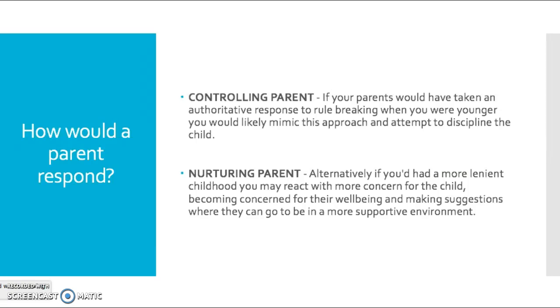So the controlling parent is, if your parents would have taken an authoritative response to rule breaking when you were younger, you'd be likely to mimic this approach and attempt to discipline the child. Go up to the artist, tell them what are you doing, tell them off. You're an authoritative figure and you tell them that they shouldn't do this, you're actively stepping into this one. Then there's the nurturing parent.